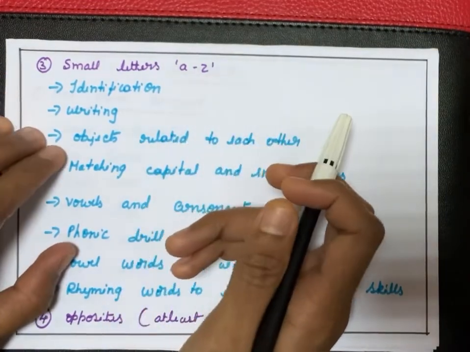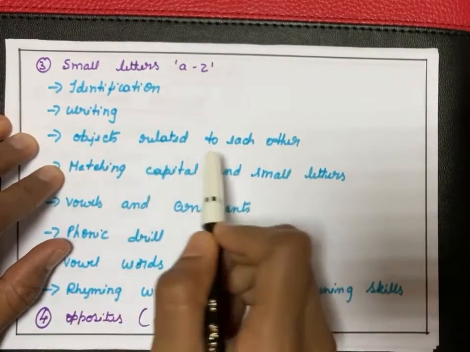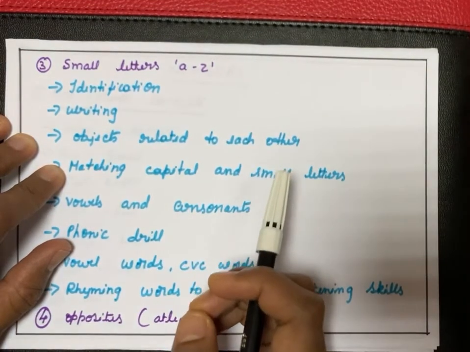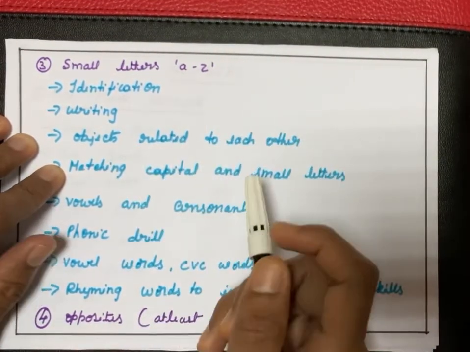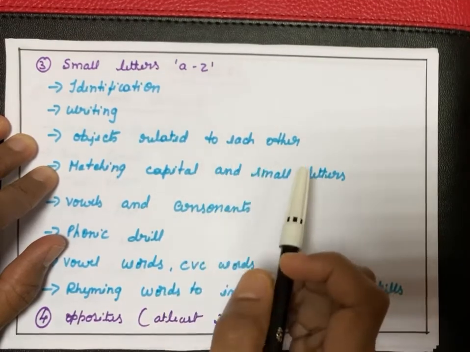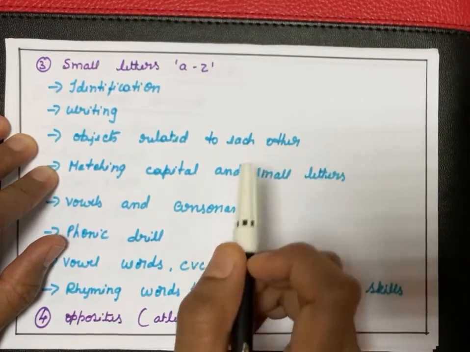letters very easily. Then next comes the objects related to each letter. Here also same, you can draw some objects at one side and write the letters on the other side, and ask your child to match them, like apple with the letter A, ball with the letter B, like this.